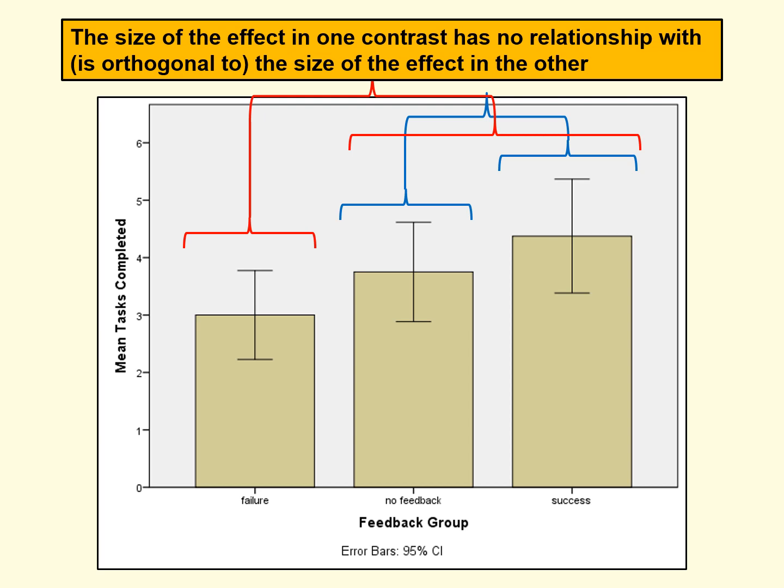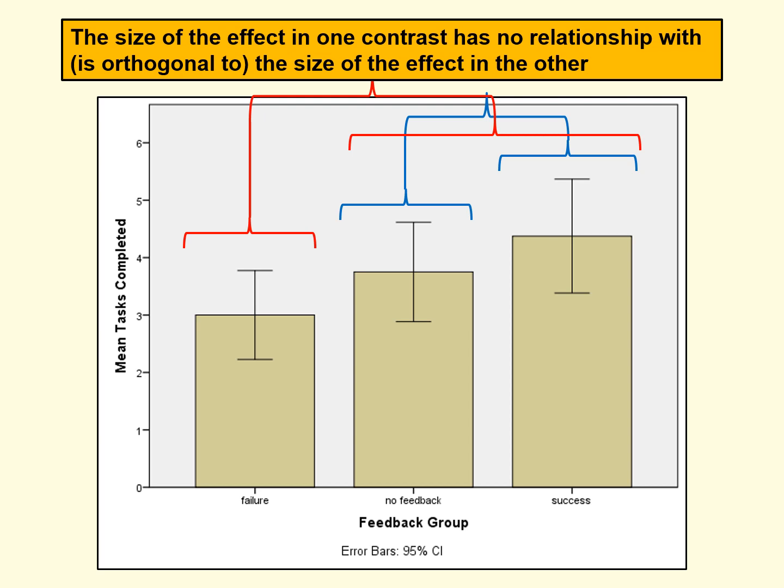Whether or not the failure group differs from the average of the no feedback and success groups has basically nothing to do with whether or not the no feedback and success groups differ from each other. They are unrelated, they are uncorrelated, they are orthogonal. It's like those three columns in our bar graph are pieces of a sheet cake, and we're slicing off one chunk. That's our failure group. We set it off to the side, somebody eats it, now we're left with less cake, and we slice the remaining into 2 pieces, if we want to use the whole cake metaphor.